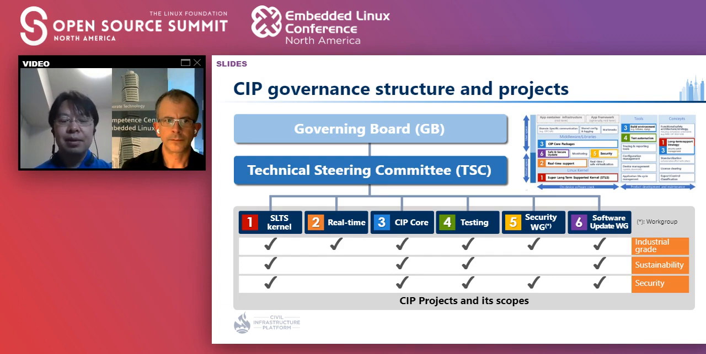So this is the CIP governing structure and project mapping. So each project focuses on the scopes CIP currently works on. Every CIP activity relates to ensuring industrial grade for civil infrastructure and critical infrastructure systems. And some of them are focusing on sustainability. For example, CIP Core and things test a lot on the CIP kernel and CIP Core itself to ensure its stability for the infrastructure systems. So this kind of work comes from our technical steering committee, and also each working group is working on specific topics to ensure its goals.